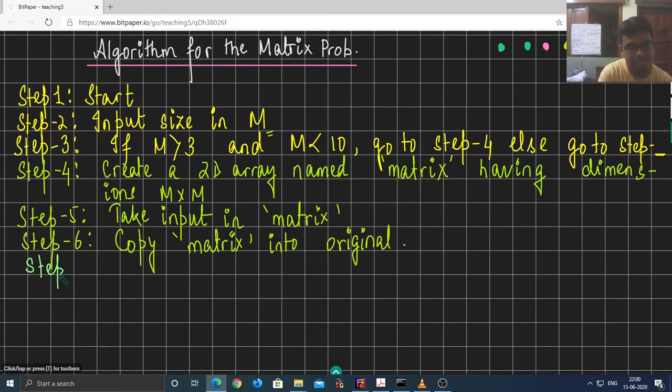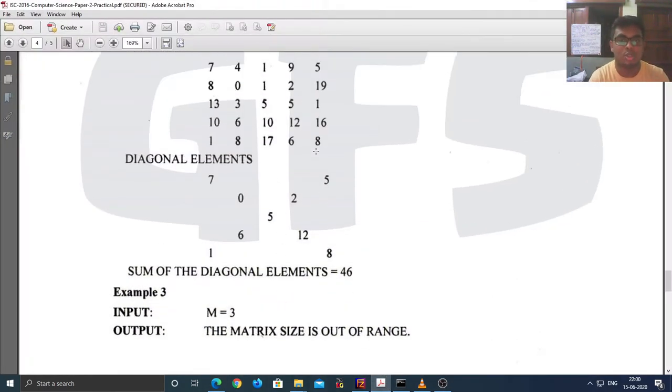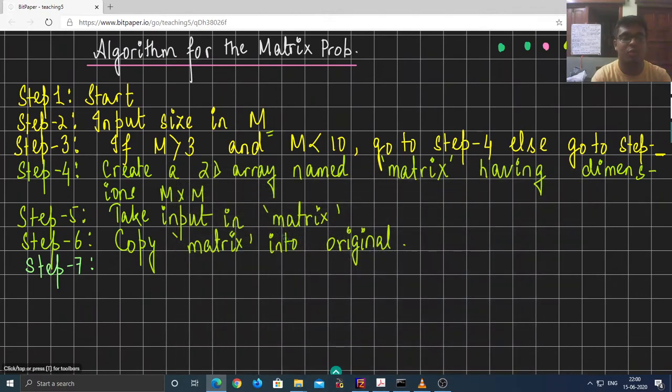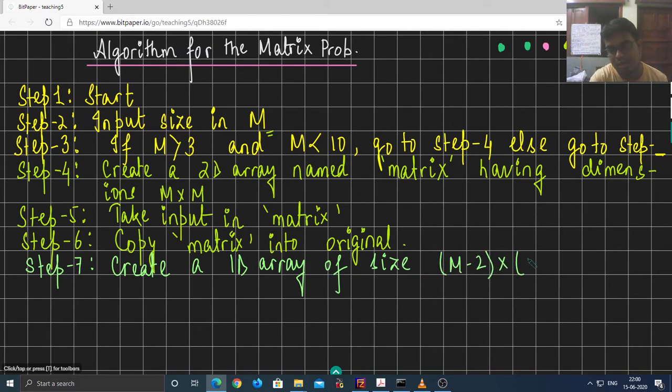Step 7. Our first job was to sort the non-diagonal elements. So for that, we need to copy the non-boundary elements from the matrix into a 1D array. So create a 1D array of size, and we know how many non-boundary elements there are: m minus 2 cross m minus 2.